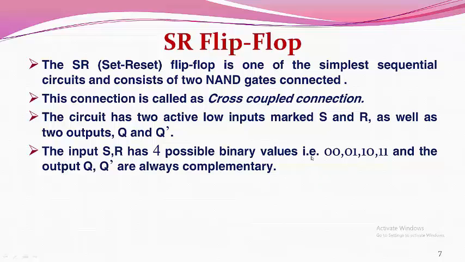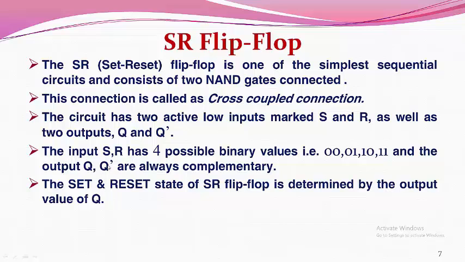Depending on the application of these binary values, the outputs Q and Q bar are always complementary. This complementary means the values of output Q and Q bar are never the same. Means if the value of Q is 0, then the value of Q bar will be 1, and if the value of Q is 1, then the value of Q bar is 0.